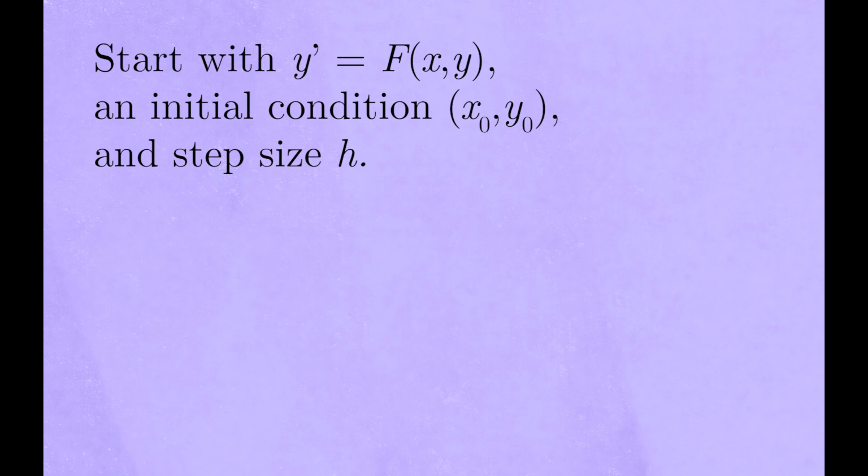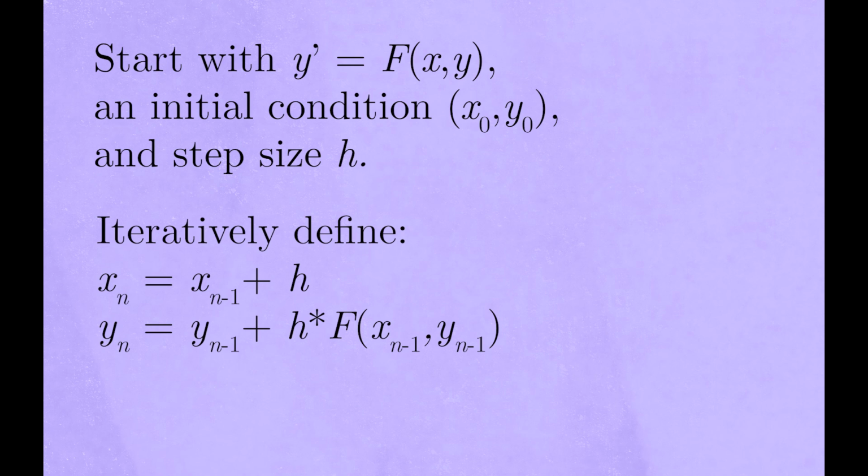To formalize this process, we start with an initial condition x0, y0, and have some small step size that we will call h. We then iteratively define x sub n to be x sub n minus 1 plus h, and y sub n to be y sub n minus 1 plus h times f of x sub n minus 1, y sub n minus 1.